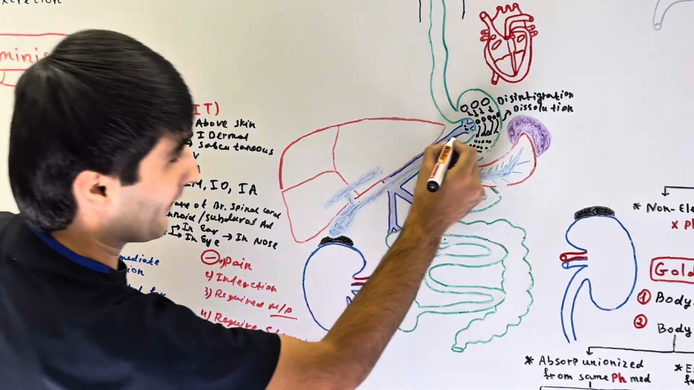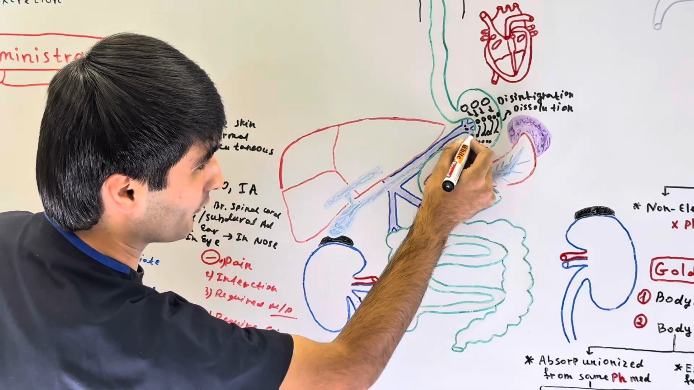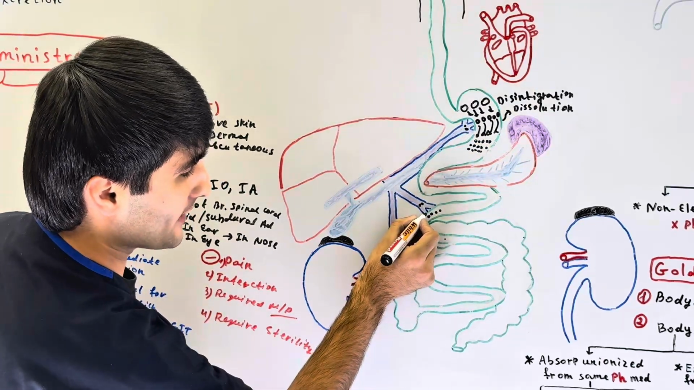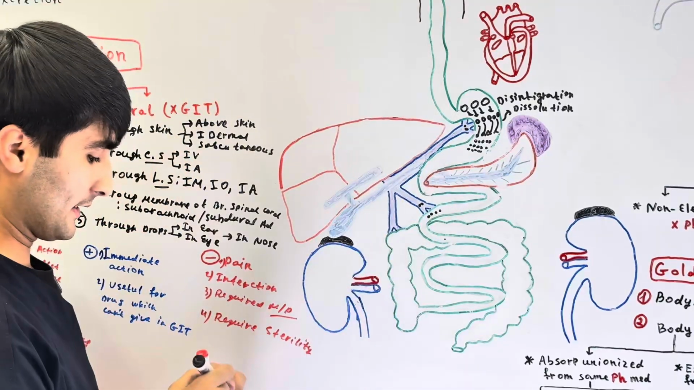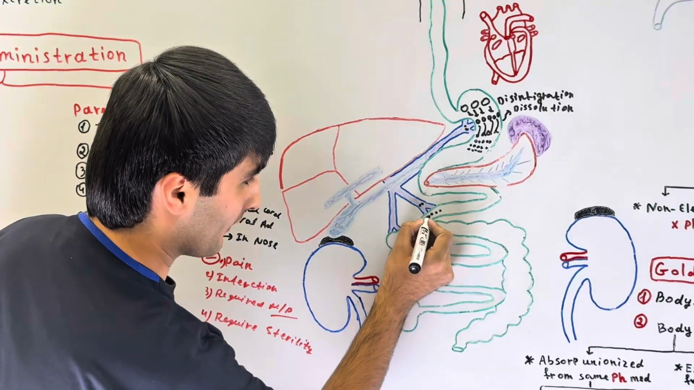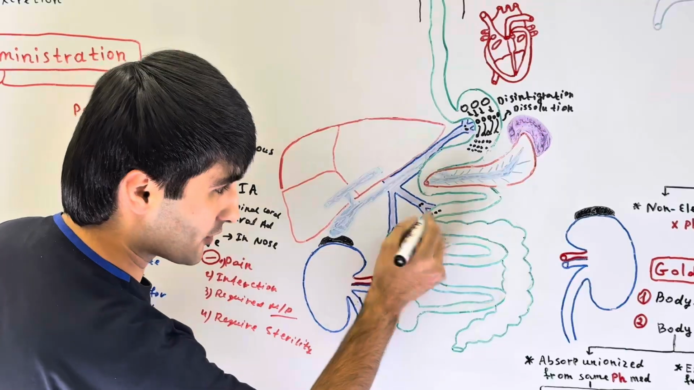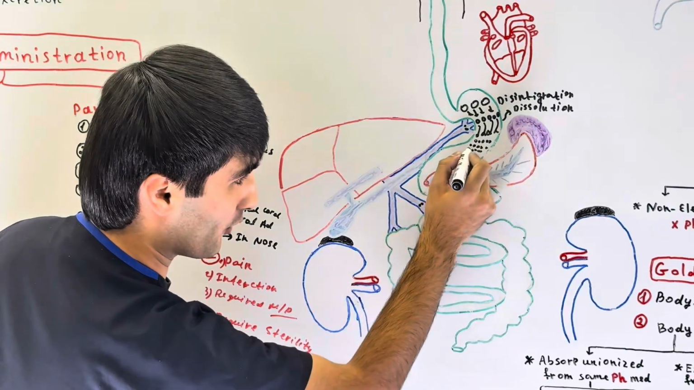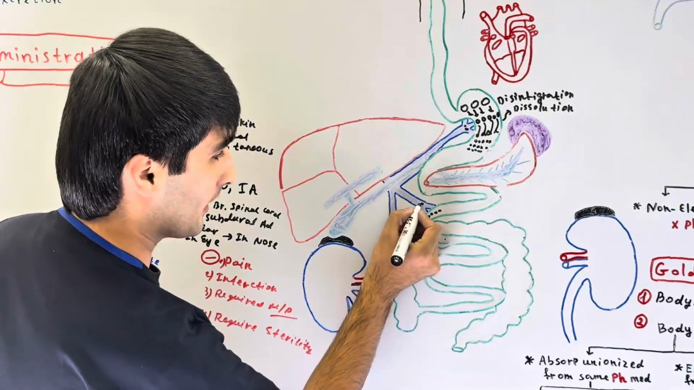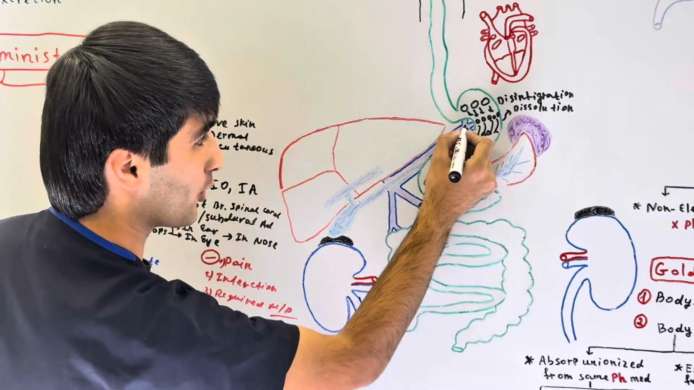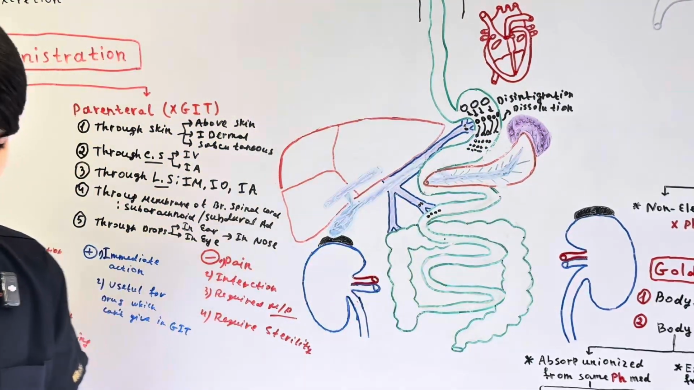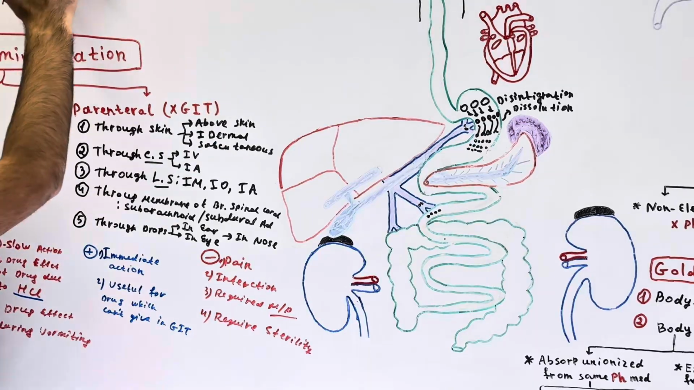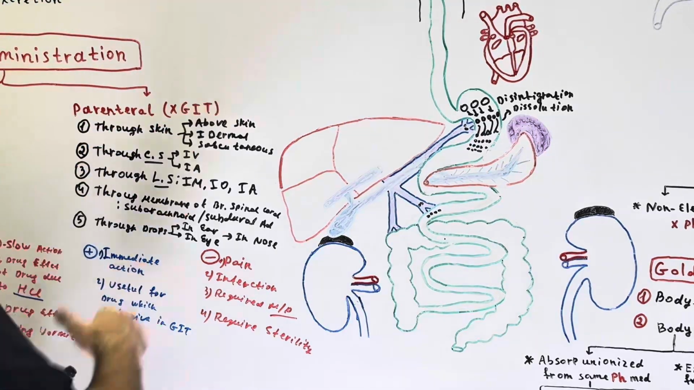So now we have the gastric vein, which collects the blood from the stomach. Here we have the superior mesenteric vein, which collects the blood from the small intestine. Now, when the drug goes from the site of administration, from the intestine or from the stomach, it is absorbed and passes to the blood circulation. This process is called absorption, which is the first stage of pharmacokinetics.